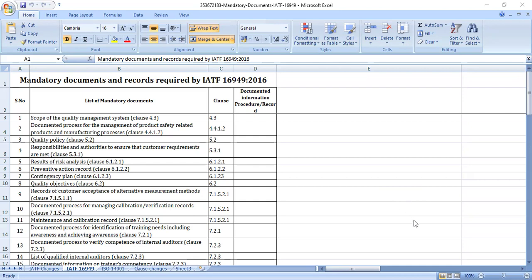Sixth is preventive action record as per clause 6.1.2.2. Seventh is contingency plan as per clause 6.1.2.3. Eighth is quality objectives, clause 6.2. Ninth, records of customer acceptance of alternative measurement methods, subclause 7.1.5.2.1.